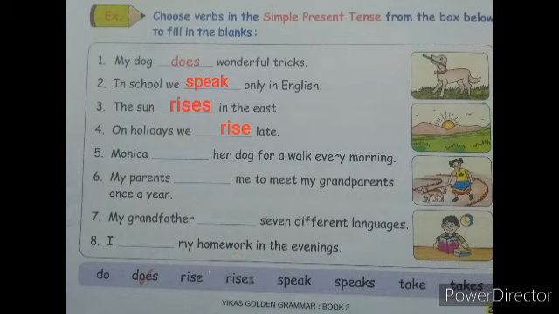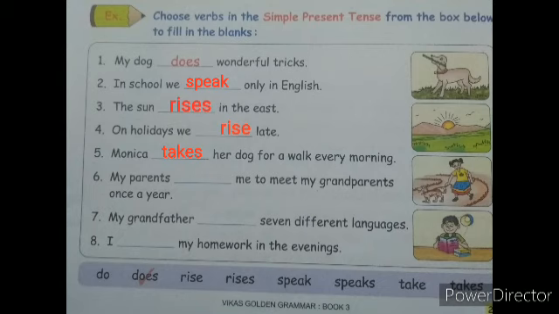Fifth sentence. Monica dash her dog for a walk every morning. In this sentence, the word Monica shows the third person. The base verb is added with s. The answer is takes.